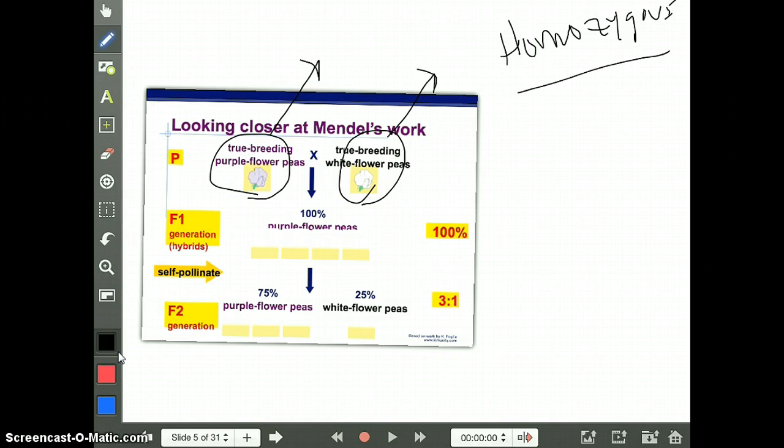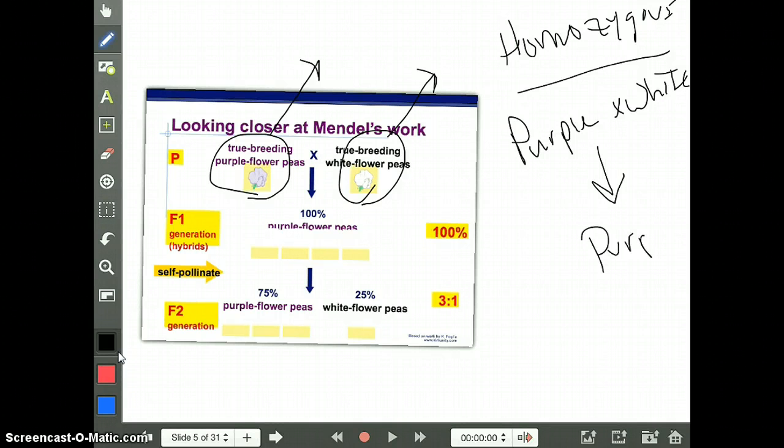Now, when he crossed them, he wanted to identify, even though they're homozygous, maybe one might be more dominant over the other. And so in doing so, he found out that if he crossed a purple with a white, 100% of the time were purple. 100% of the time. So going back to sophomore year, you know that purple then means it is what in comparison to the white? Should be homozygous dominant.